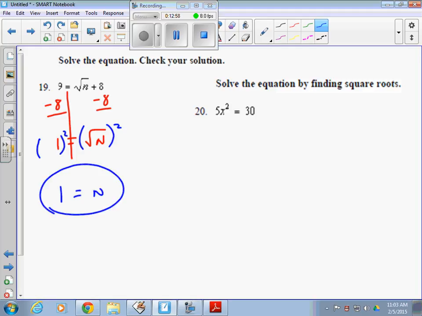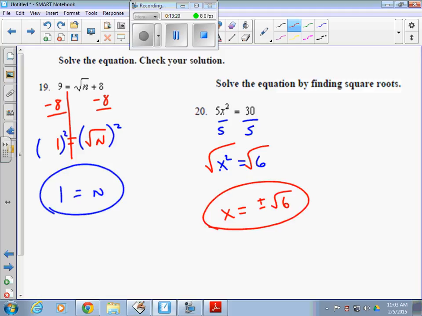Solve the equation by finding square roots. Again, before you try to undo squaring something, you have to undo the my dear part, the multiplication and division part. Divide by 5. Do it here. X squared equals 6. Get rid of x squared by taking the square root. Do it there, do it here. X is both the positive and negative square root of 6. Can't break that radical down any farther.